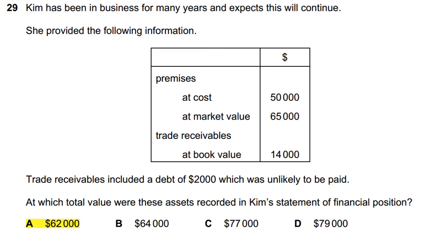Kim has been in business for many years and expects this will continue. She provided the following information: premises at cost 50,000, at market value 65,000. There are two values of premises, 50,000 and 65,000. We will take the 50,000. Why? Whichever value is less will be taken in the statement of financial position, not the greater value. If market value is lower, then market value will be taken. So here cost is lower, so the cost value will be taken.